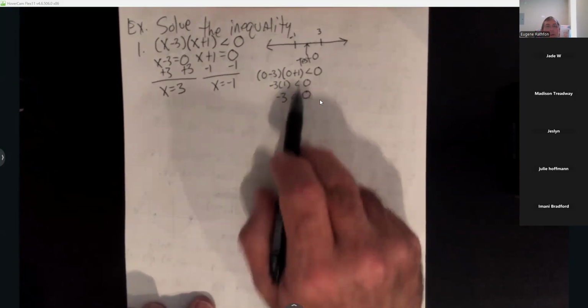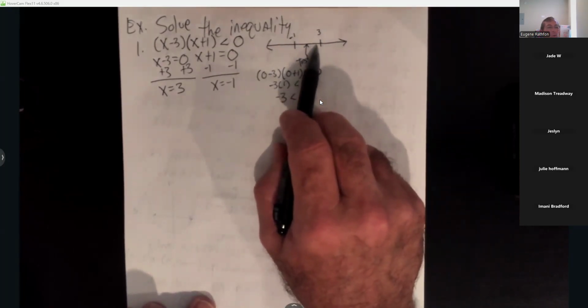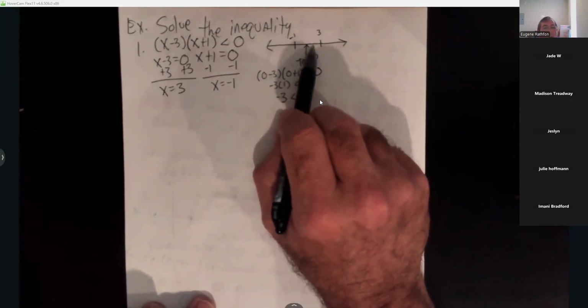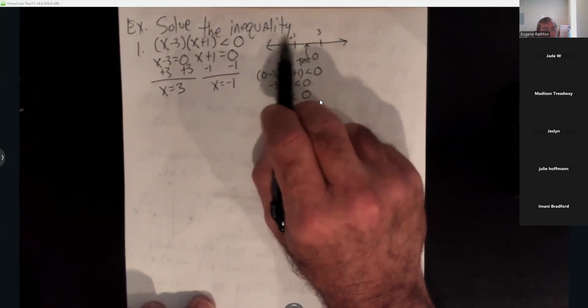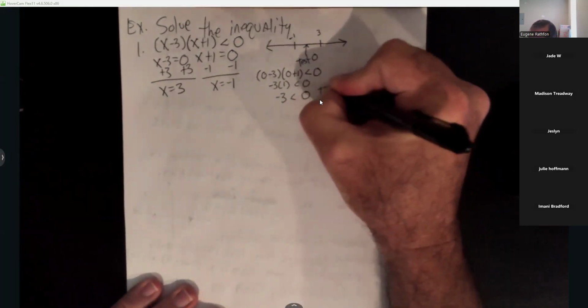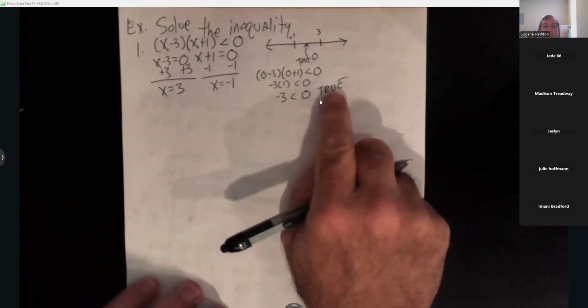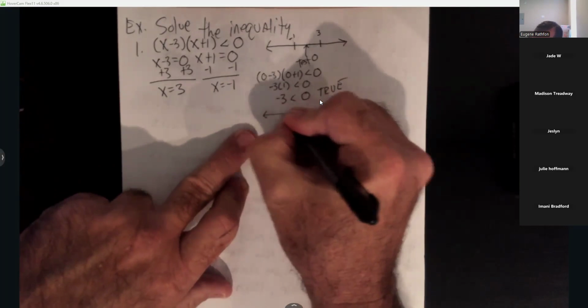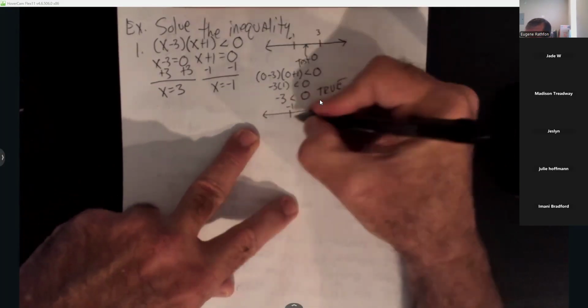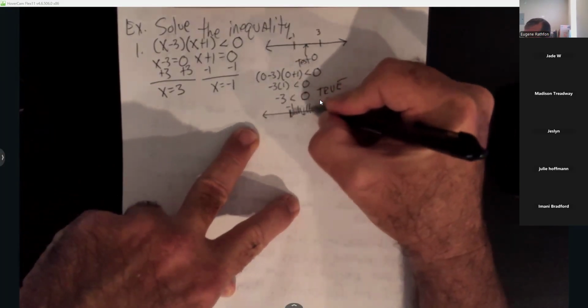If this is true, we're going to shade it right in between where the 0 was. If it's false, we're not going to shade it where the 0 was, and we're going to shade it on the edges. So the question is, in the real world, is -3 less than 0 true or false? So y'all, that is definitely true. So since that's true, what I would do is between my -1 and 3, where my 0 was, I'm going to shade this.